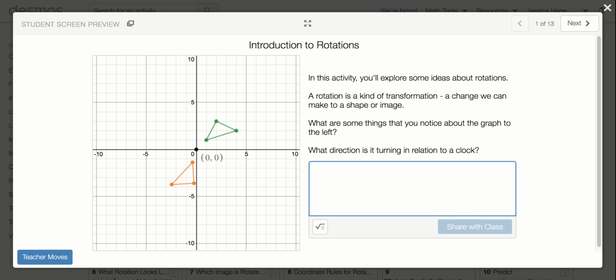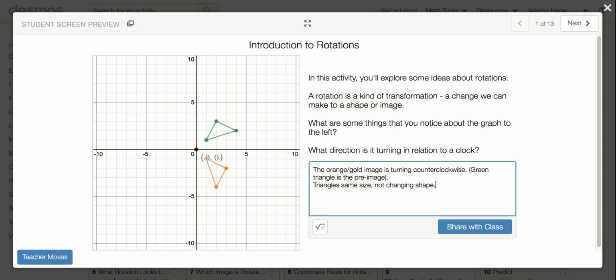So I will say that the orange or gold image is turning counterclockwise, right? Something to point out, the green triangle is the pre-image because it's not moving, and that would be the beginning point. Something else you can say here is that the triangles are the same size, and we're not changing the shape.